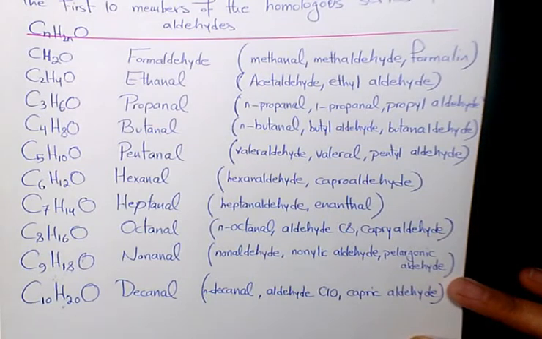Next one is decanal. Again, all of them end with -al. C10H20O. So normal decanal, n-decanal, 1-decanal, aldehyde C10, or capric aldehyde. These are all the most common names for this compound, decanal.